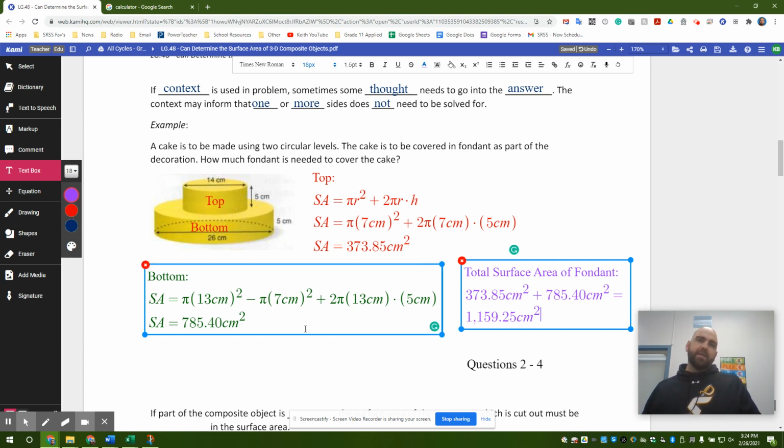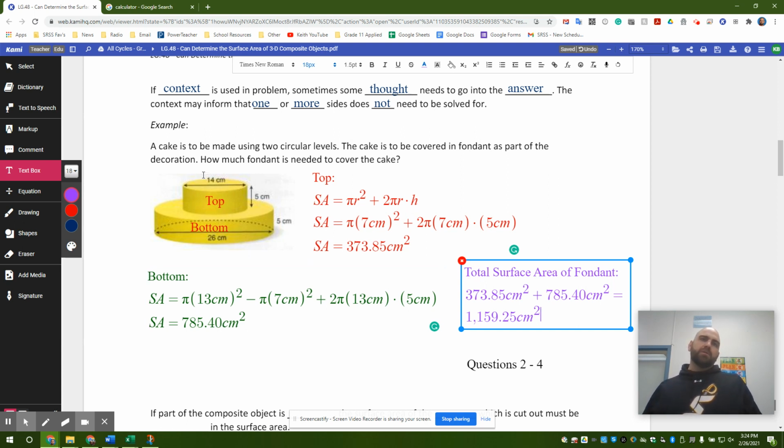Now you'll notice here that I didn't actually subtract any areas because I didn't add them in. I only found one top, so I don't have to subtract the bottom. I didn't find the bottom, so I didn't have to subtract it later on. I did have to subtract the area that is cut out.